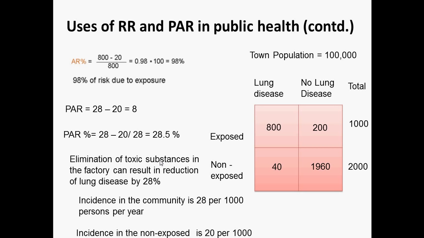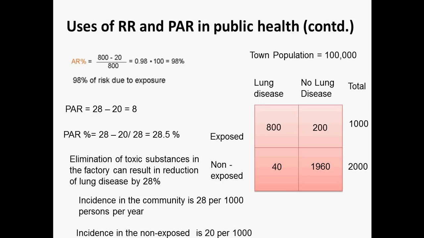So how do we interpret this? We can see here incidence in the community or general population is 28 per 1000. So it means that elimination of toxic substances in this factory. So if you protect the factory workers from this exposure, then what will happen is in the general population, the disease will be reduced by 28%. So by eliminating the exposure even in a factory, you can reduce the population attributable risk in the general population by 28%. So that is the utility of understanding population attributable risk.